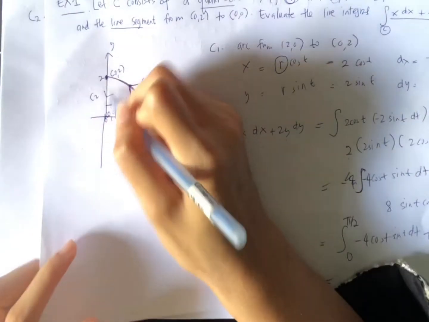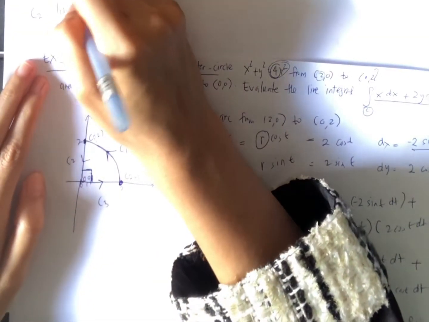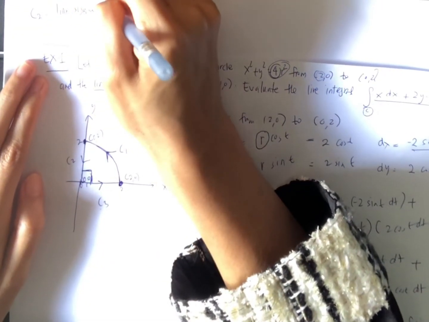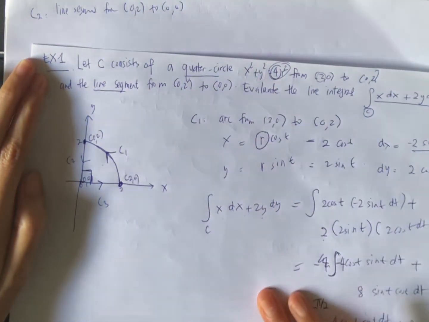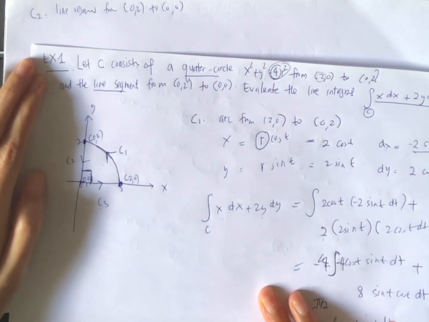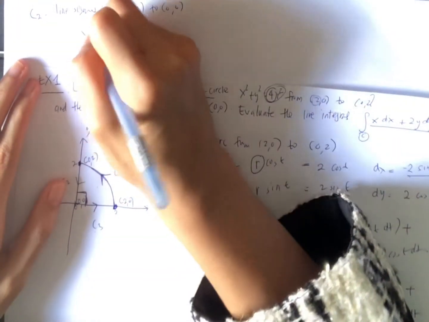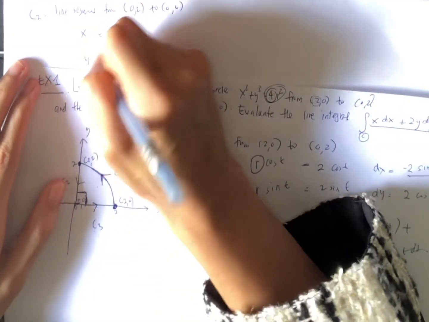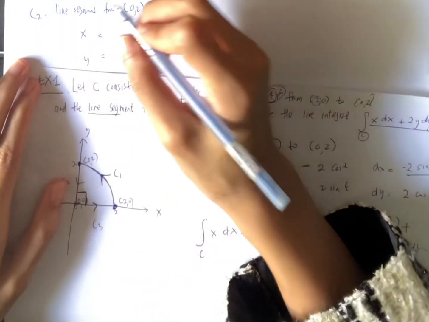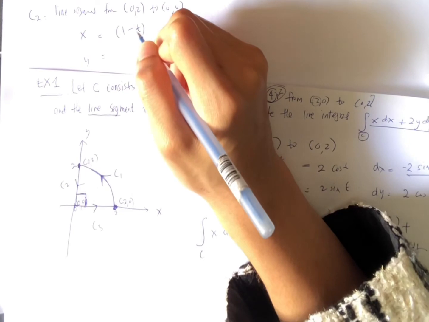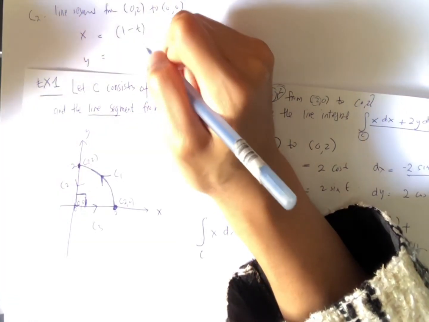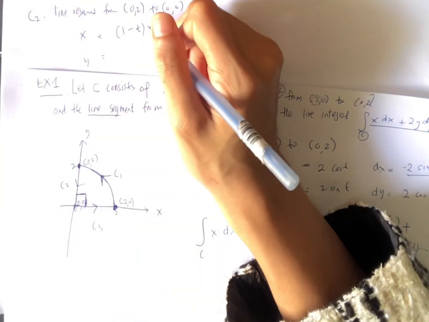So the shape of C2, where is the C2? C2 is a line segment from 0, 0 to 0, 2. So you need to replace the equation. The replacement would be 1 minus t. Because this is not a circle, this is a line segment.